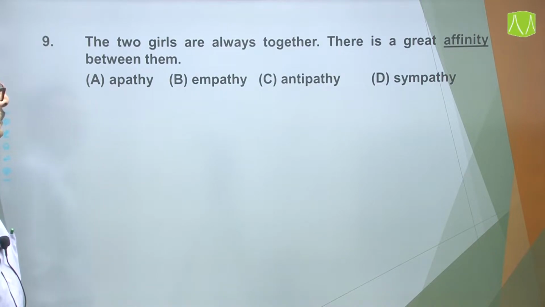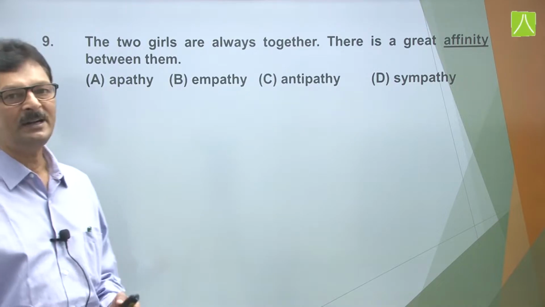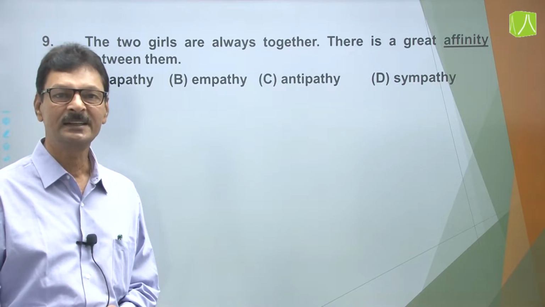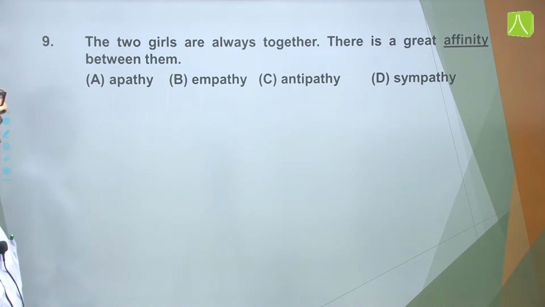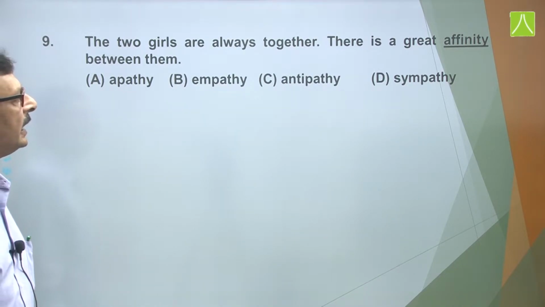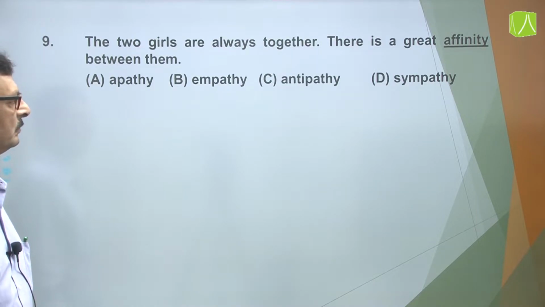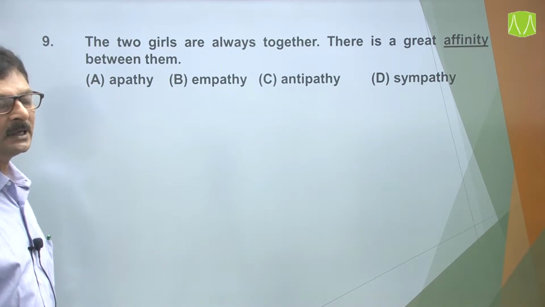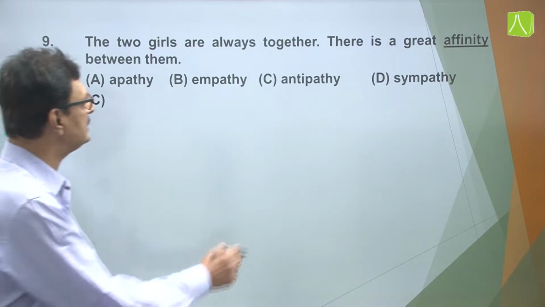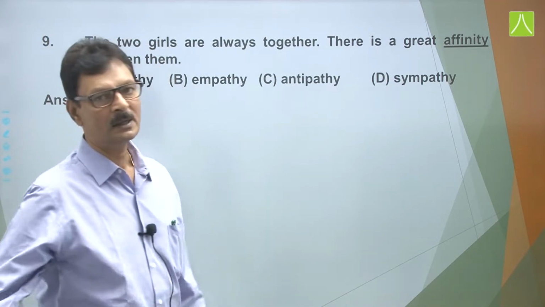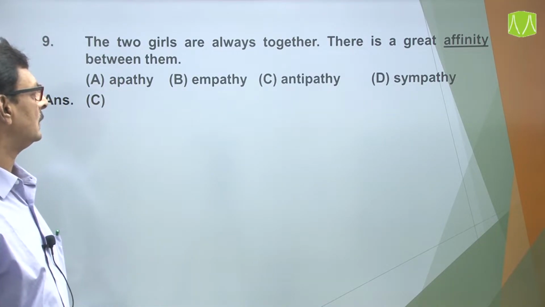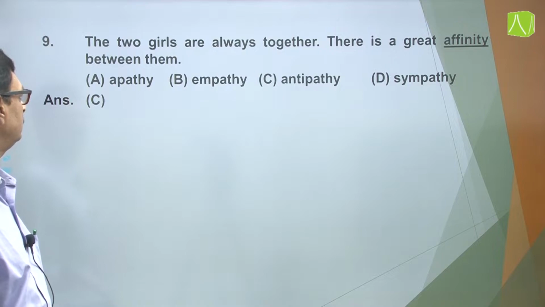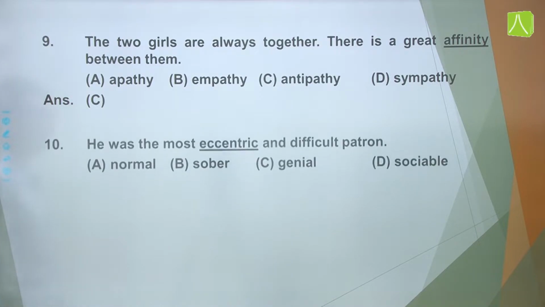The two girls are always together, there is a great affinity between them. What is affinity? Affinity is liking, and the words given to you are apathy, empathy, antipathy or sympathy. The antonym for the word affinity is antipathy. Antipathy is dvesh. Unliking is antipathy.